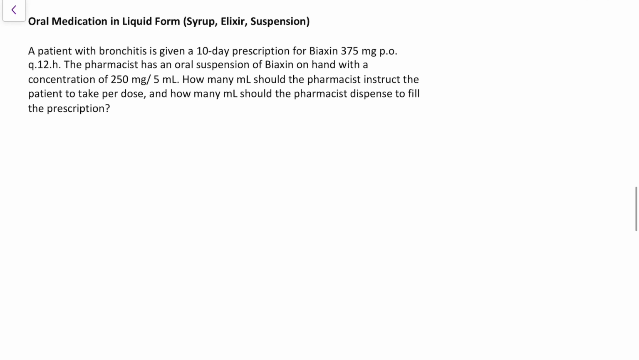Okay, let's look at oral medication in the liquid form. So remember, with liquid, we don't need to necessarily worry about rounding because we can give them syringes where they can do fractional amounts within the syringe. And so normal rounding rules apply as long as when we're rounding, we're not going more than 10% in either direction. Okay, so a patient with bronchitis is given a 10-day prescription.